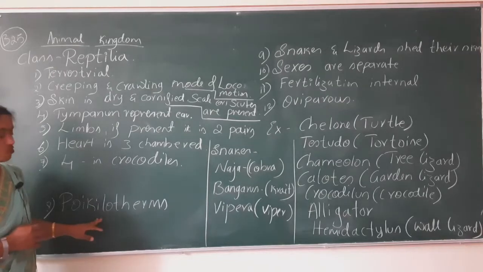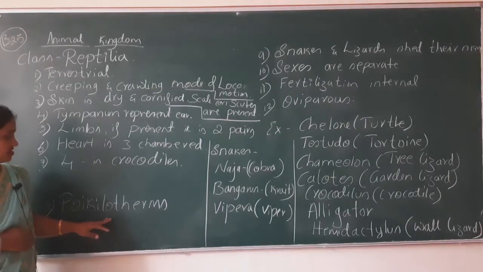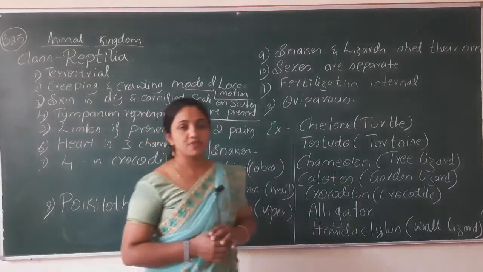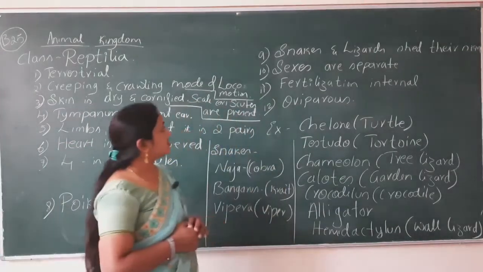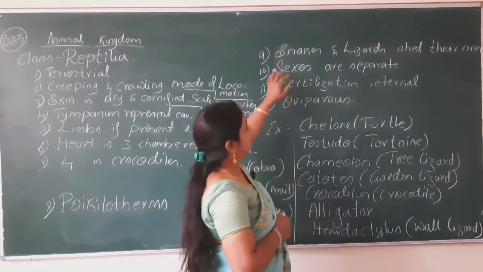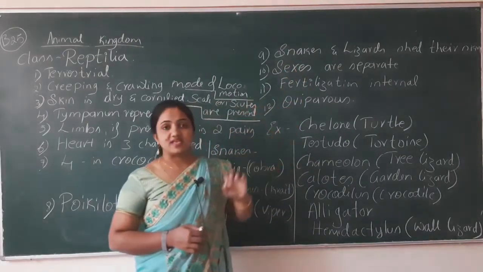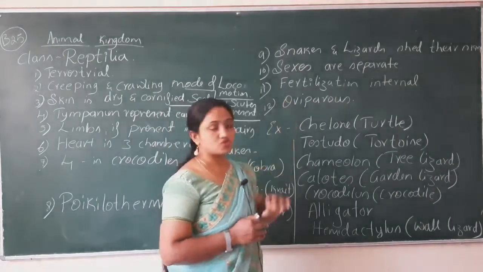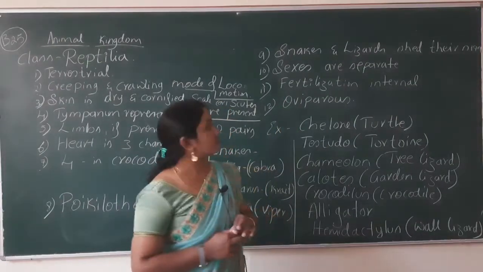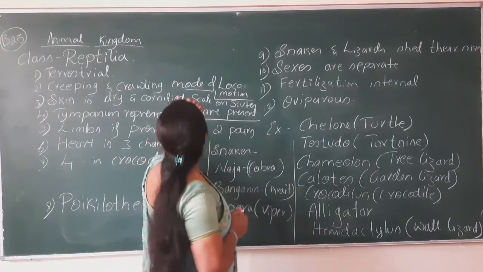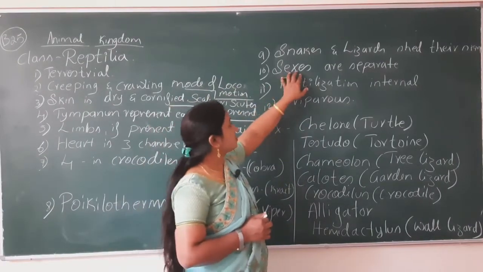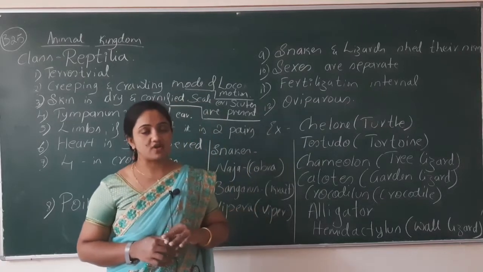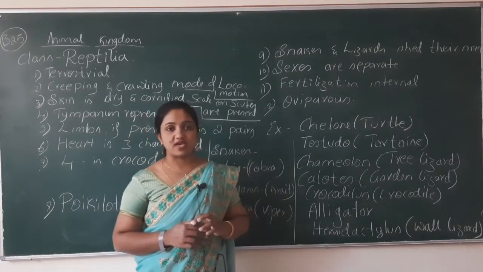These are cold-blooded animals. It means they are poikilotherms. They are not going to compensate to the external environment. Snakes and lizards, you might have seen snakes, they used to shed their scales. So that is also one characteristic feature of class Reptilia. The sexes are separate. They are not hermaphrodite. Male and female organisms differ.